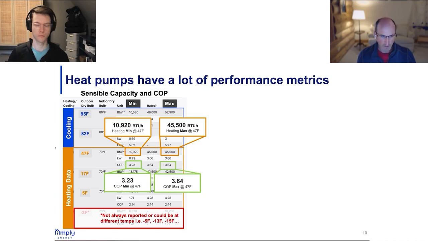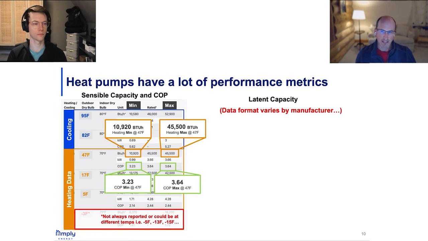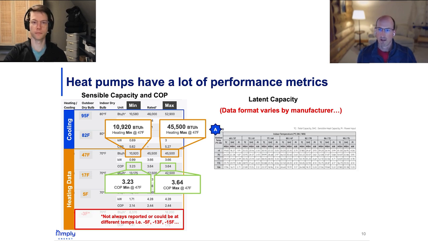So it's fairly straightforward, but it is a lot of data, both cooling and heating. If you pull all the numbers, 4 different outdoor temperatures, min and max for each, we've got 8 different values just from the heating capacity, and different values from an energy efficiency standpoint. The sensible capacity and COP data is pretty straightforward. The challenge comes in on the latent capacity side. Unfortunately, it varies quite a bit by manufacturer. If you are lucky, you'll get a table that looks something like this, where on the vertical side of this table, it's varying based on the outdoor temperature.